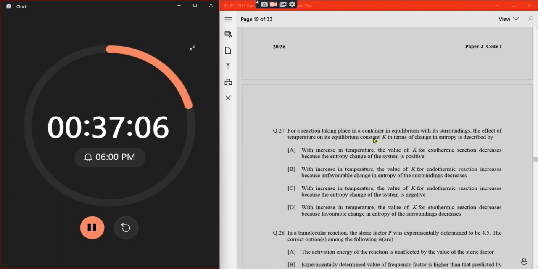Okay. So change of its entropy is described. But change of, okay, because entropy. Oh, okay. For an exothermic reaction, with changing temperature, the value of K for an exothermic reaction decreases because the entropy change of the system is positive. I don't think that's the way this works, but then चलो जो भी है.